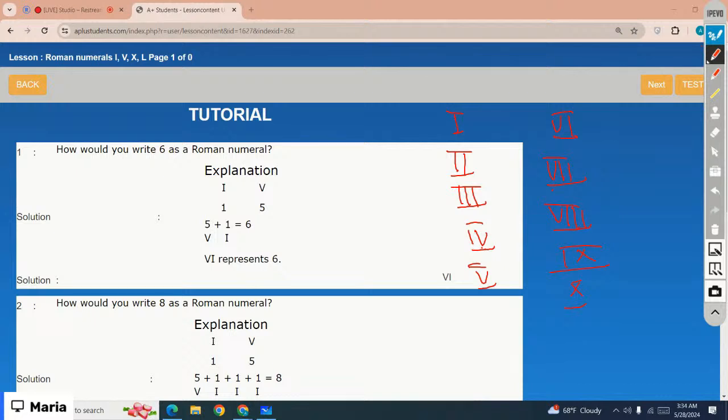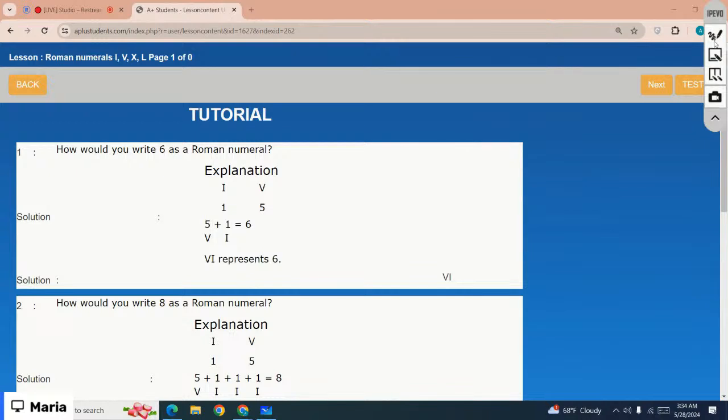Got it? So how do you write 6 as a Roman numeral? 6 is 5 plus 1, right? So you can have 5 and 1 on the right hand side, that is 6. Let's just start the test questions.